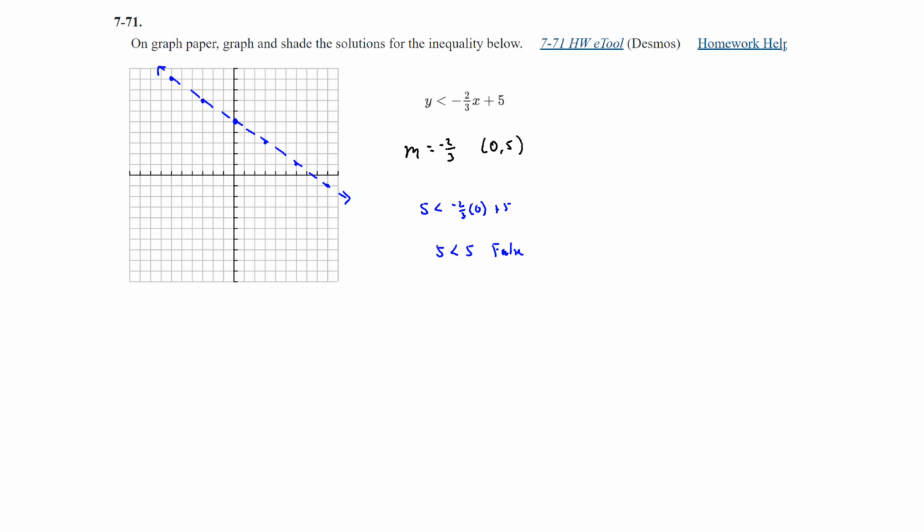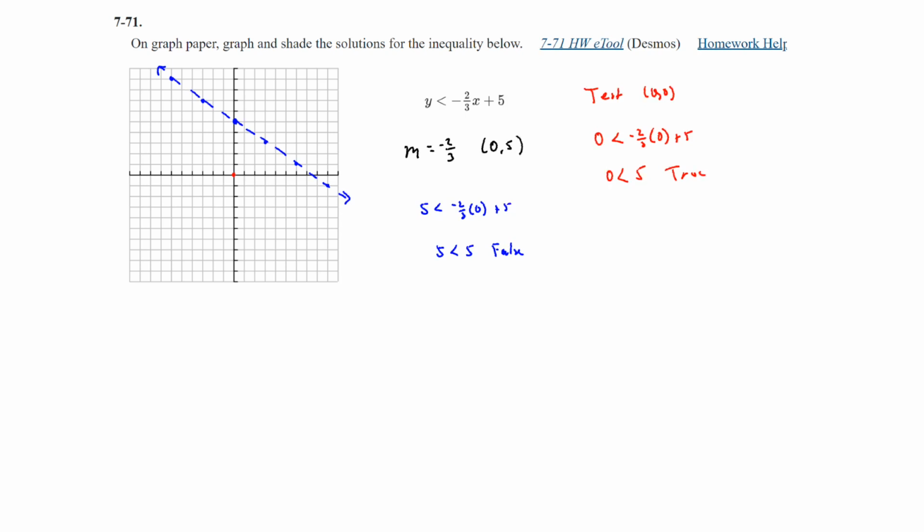Well, they're either above the line or below the line. There are a couple of different ways you can look at this, but one way is to just plot a point. So I'm going to take the point 0, 0. That's usually a pretty easy one to test. And we want to know whether this is a true or false statement. So 0 is less than negative 2/3 times 0 plus 5. So that gives us 0 is less than 5. Is 0 less than 5?